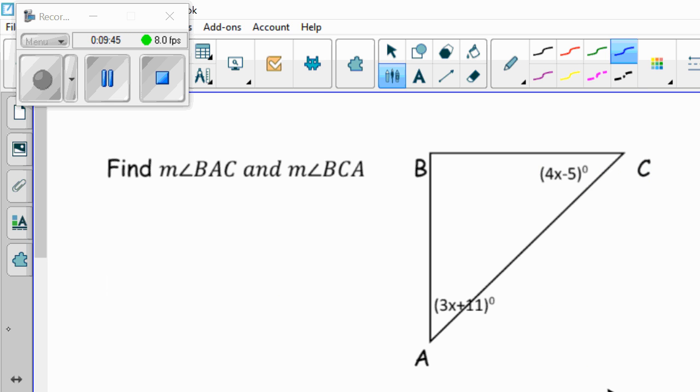One last page. And the measure of angle BAC and the measure of angle BCA.